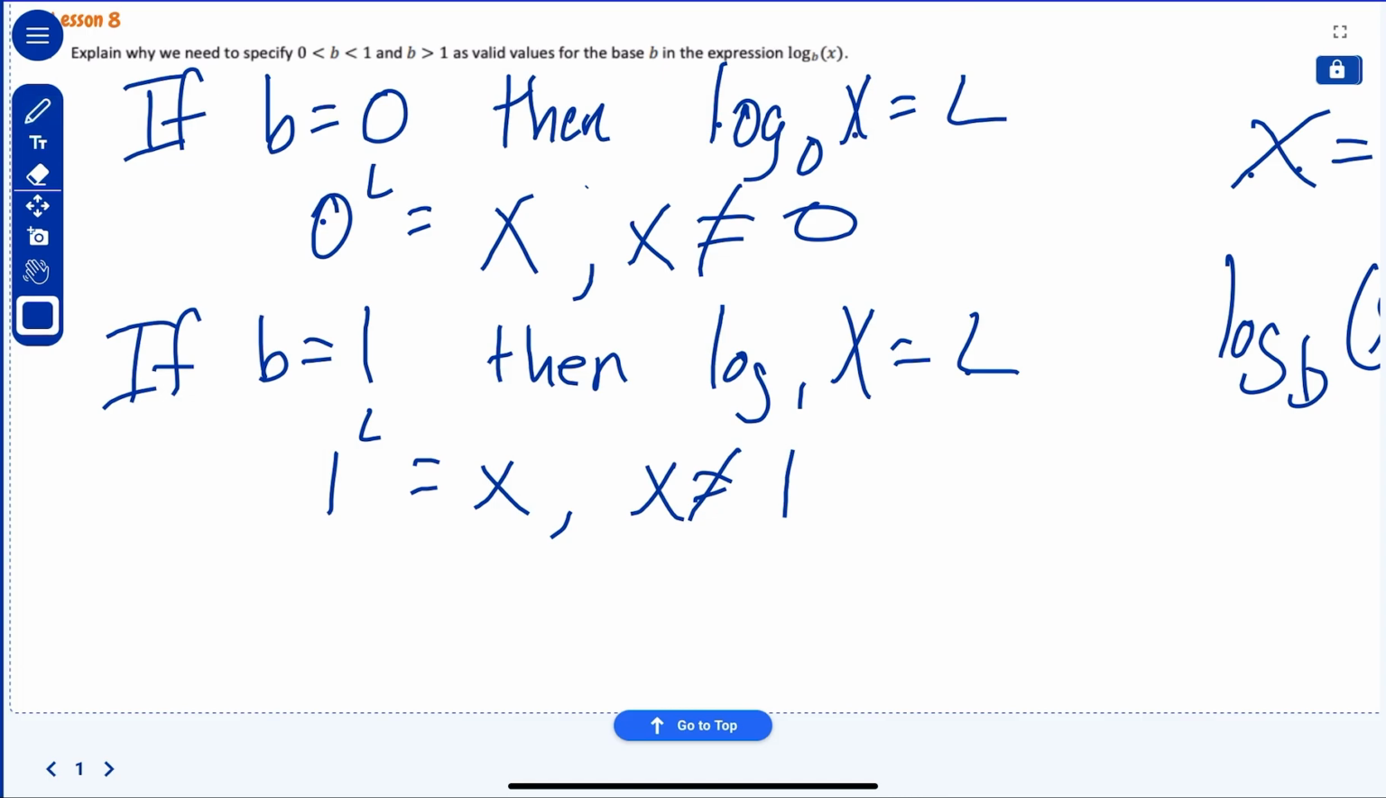Same thing, if b is equal to 1, then the log base 1 of x, let me put these in parentheses here. Most of the time you will see these written in parentheses. Log base 1 of x is equal to L. Well, that's the same thing as 1 to the L power is equal to x, so we're not going to have x equal 1. You're not ever going to have those two equal each other. So just remember that.